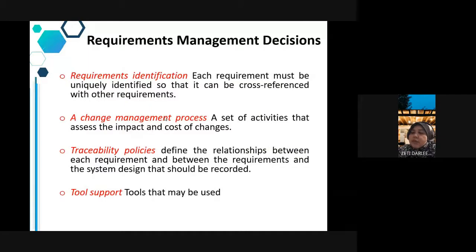Try to wrap it up, almost 1 hour here. So requirement management decisions. Alright. Requirements identifications. Okay. Of course, you have to uniquely identify what are the requirements that can be cross-referenced with other requirements. A change management process is a set of activity that assess the impact and cost of changes. Berlaku perubahan tu is basically because of impact on cost of changes and timeline lah, basically time and cost lah.